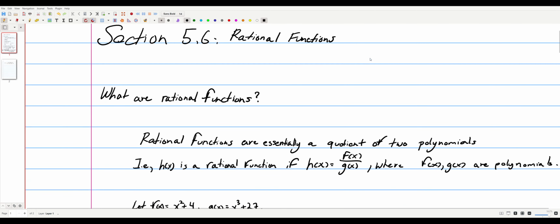Well, rational functions are essentially a quotient, which means division, of two polynomials. So if h of x is a rational function, then h of x is equal to f of x divided by g of x, where f of x and g of x are polynomials. It's been a few sections since we've talked about polynomials, but just remember that polynomials are x to some power plus x to some other power. We have leading coefficients, we have leading terms, and we have degrees of polynomials. So make sure that you remember your definition so you can follow along with this lecture.